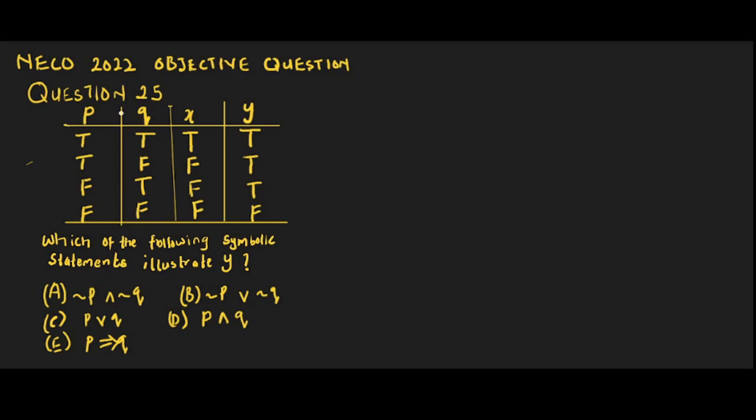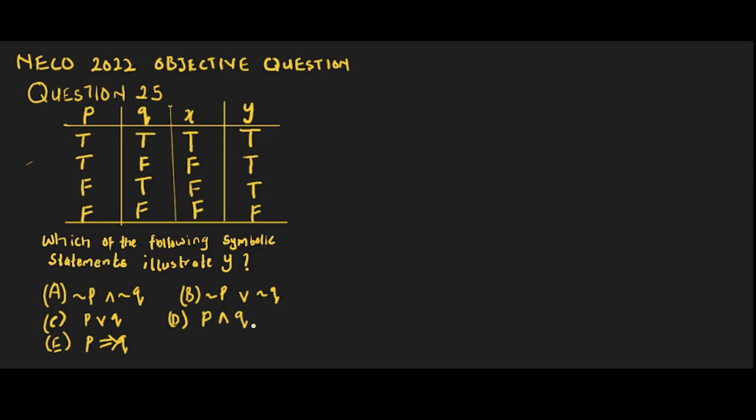Question 25. We also have this truth table here. Which of the following symbolic statements illustrates Y? That is this Y. Which of these options? Option A is negation P and negation Q. Option B is negation P or negation Q. Option C is P or Q. Option D is P and Q. Option E is P implies Q.